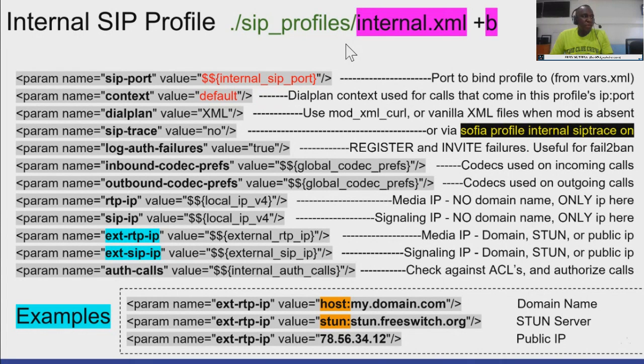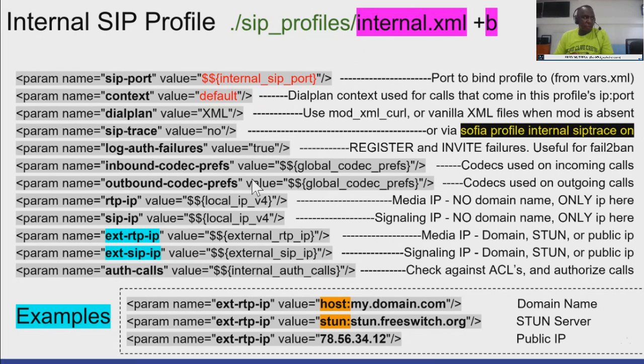And then the context we are using is default. So that is the dial plan context used for calls that come in via this profile, or via this IP on that particular port. And then the dial plan, we are using the XML dial plan. So it's basically telling FreeSWITCH that we're using mod_xml_curl for the dialplan, and then we are defining that SIP trace is not on, but you can turn it on using sofia profile internal siptrace on. So you can decide if you want this profile to have SIP trace turned on by default.